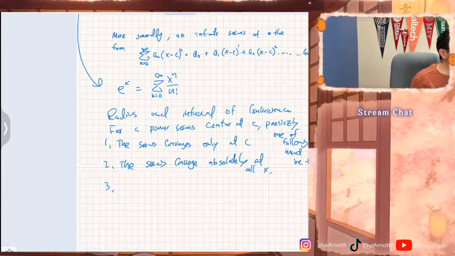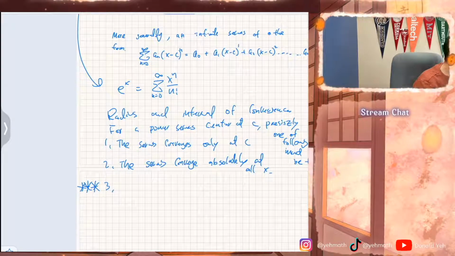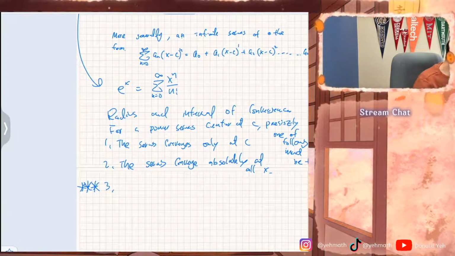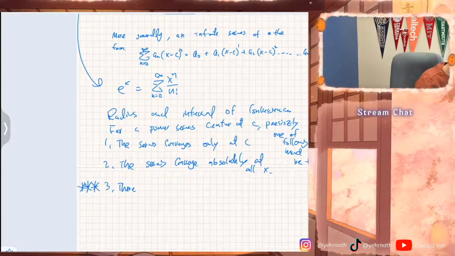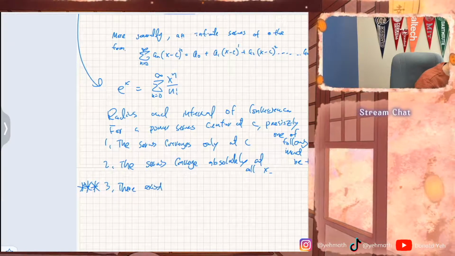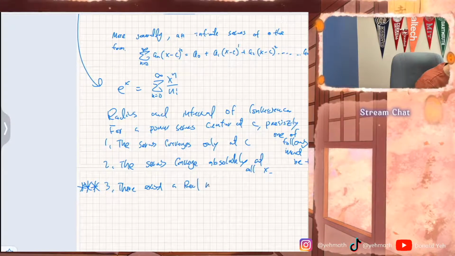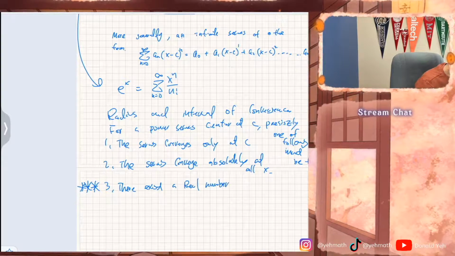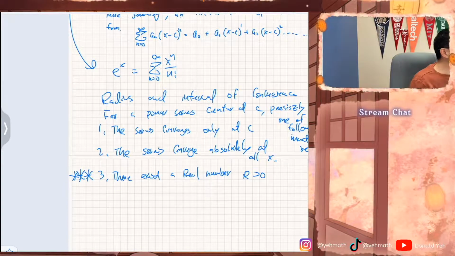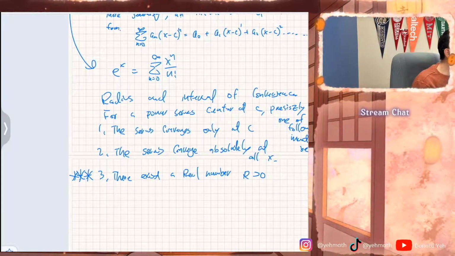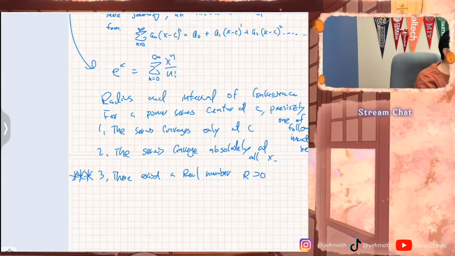The case that you're going to encounter the most is the third case. The third case says there exists an interval of real numbers, r greater than 0. So the radius of convergence is greater than 0. That means it must be an interval. Interval of what? From maybe 1 to 5.